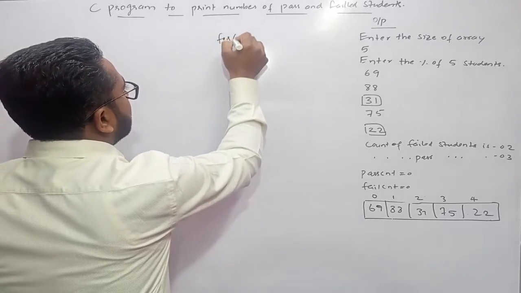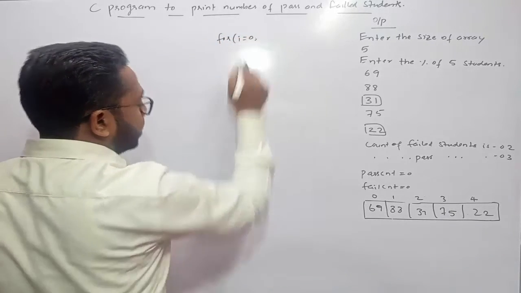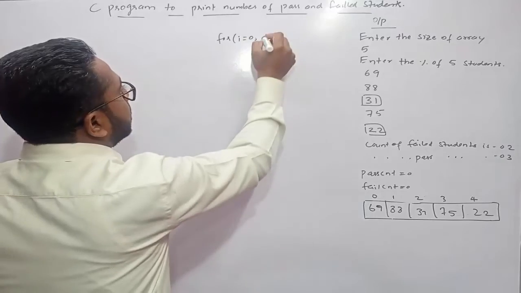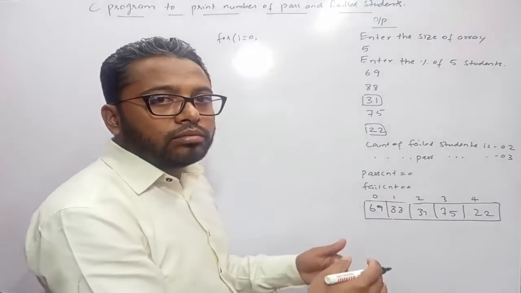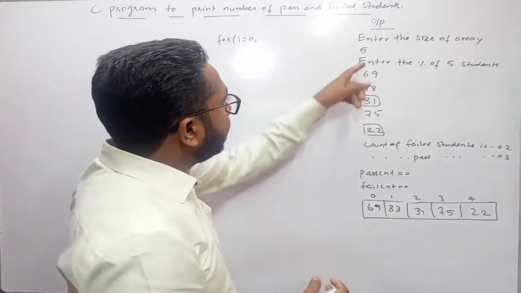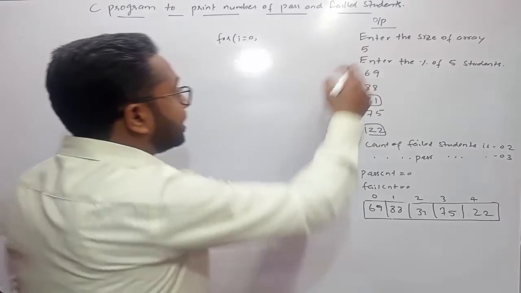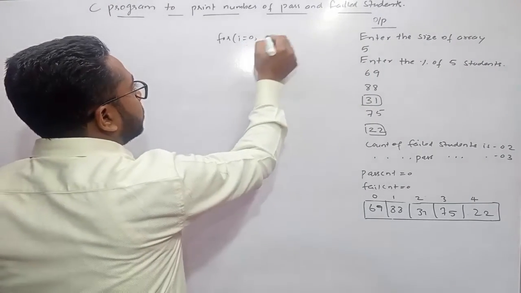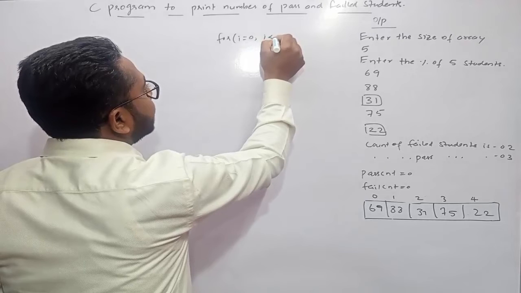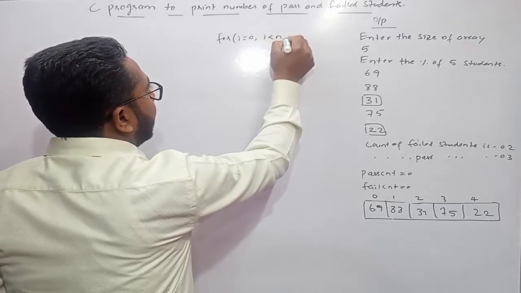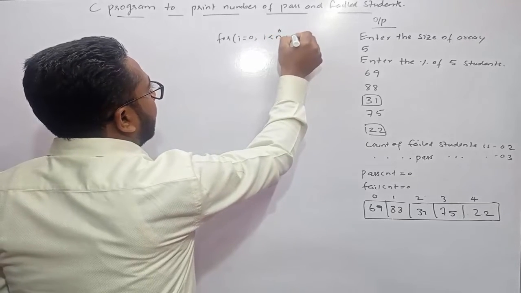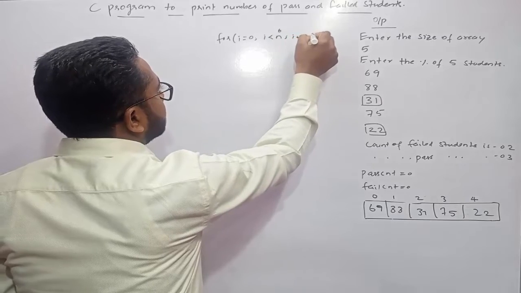For i equals 0, that is the first position. Till how long do I need to iterate? Until the value of i becomes less than 6, because I am starting from 0. That's why I need to set the condition as i is less than n. n is 6. i plus plus.